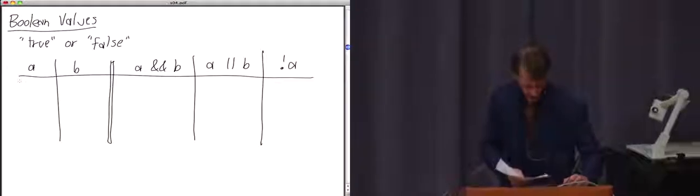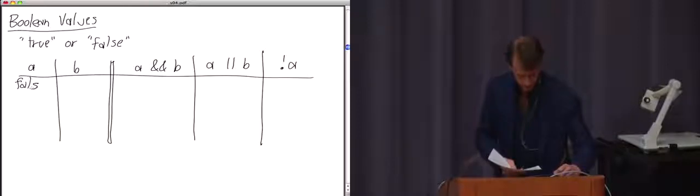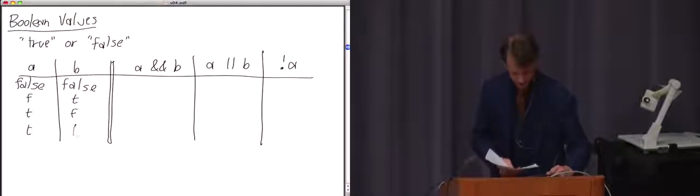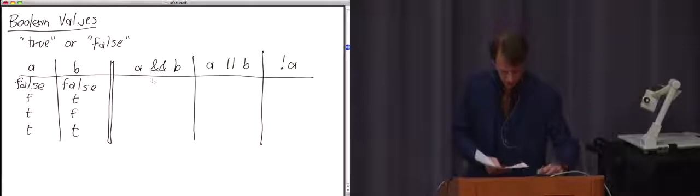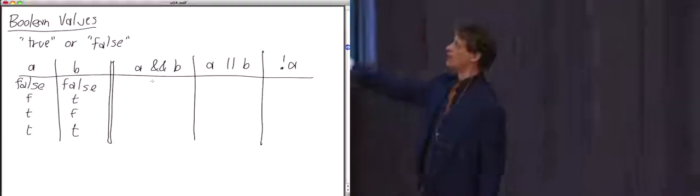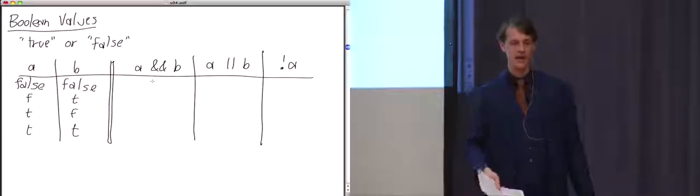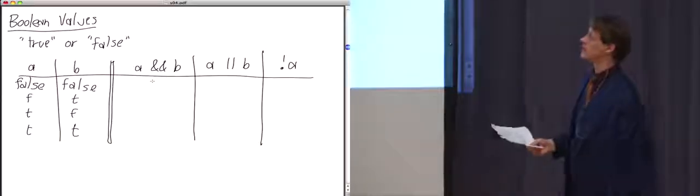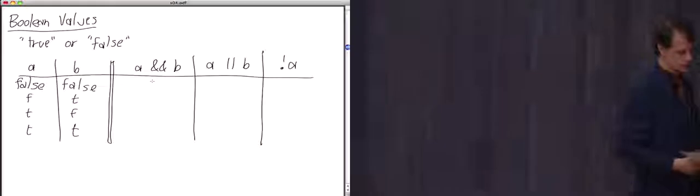And so it would take a long time to write false or true for every one of these, so I'm going to abbreviate them. But note that in your Java program, you can't abbreviate them. You have to write false or true out in full. So there's 4 different possible combinations of inputs that A and B could be. Some combinations of falses and trues.